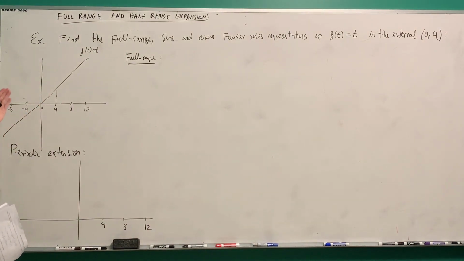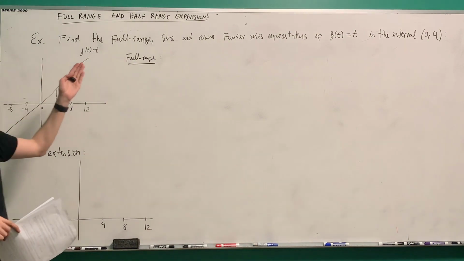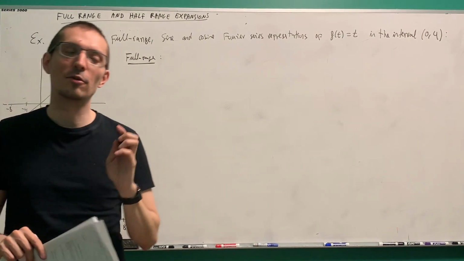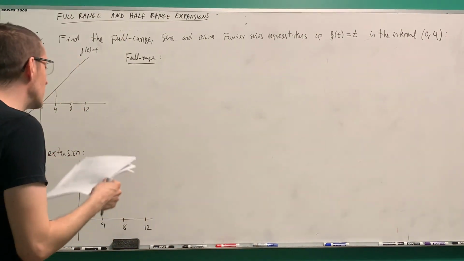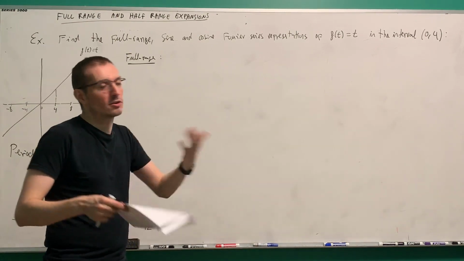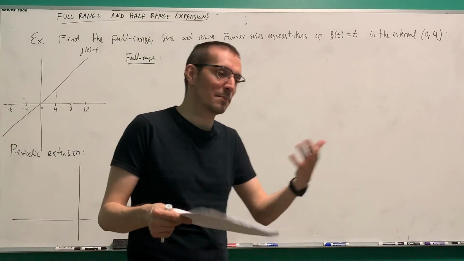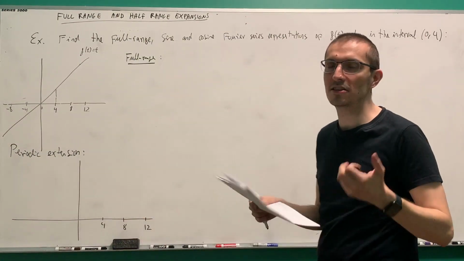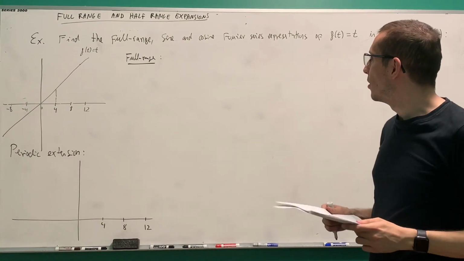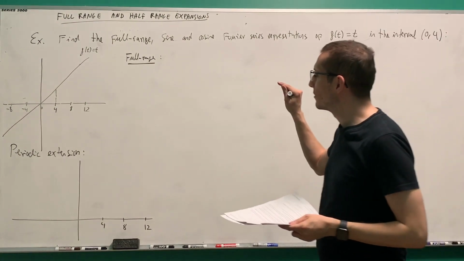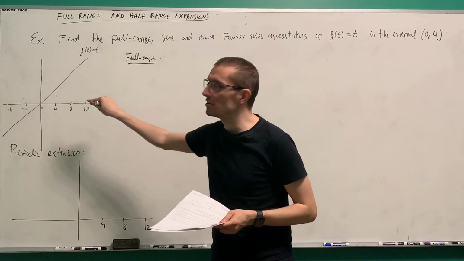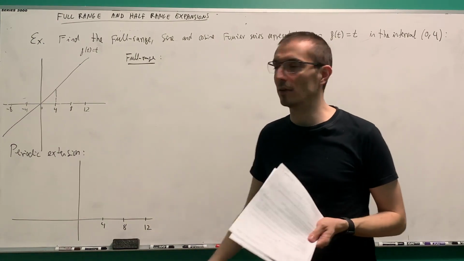And the first thing that we're going to do, we're going to compute the full range expansion. Full range expansions could contain sines and cosines. May not contain some or may not contain others, depending on the characteristic of the function, but in general will contain both. All right, to do the full range expansion, the first thing that we need to do is the periodic extension of the function f of t equals t.